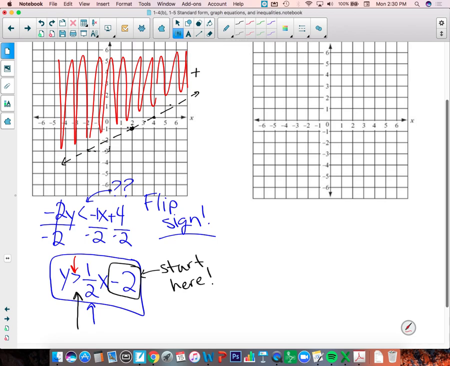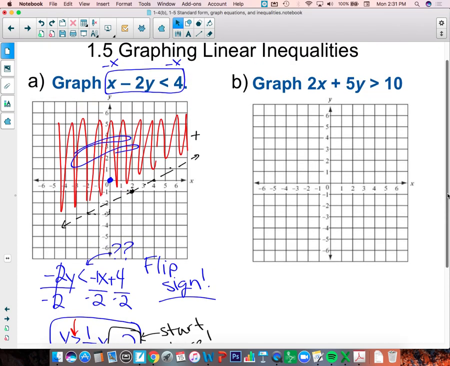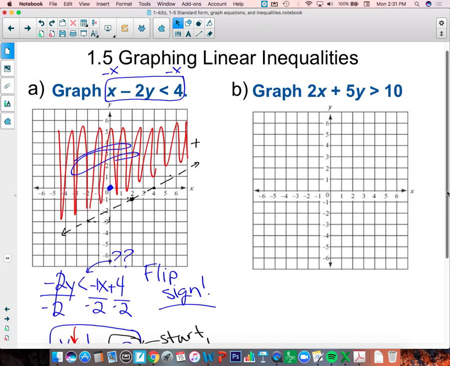I can also do a checkpoint if I wanted to make sure that I shaded it correctly. So if I am making sure that I shaded this correctly, I shaded everything up here, this area up here. I want to plug in a point that's in that area. 0, 0 is usually the easiest point to plug in. So if I plug in 0, 0, I can plug it in to my equation down below or up above, and it should work the same way. It should be true if I shaded it correctly.